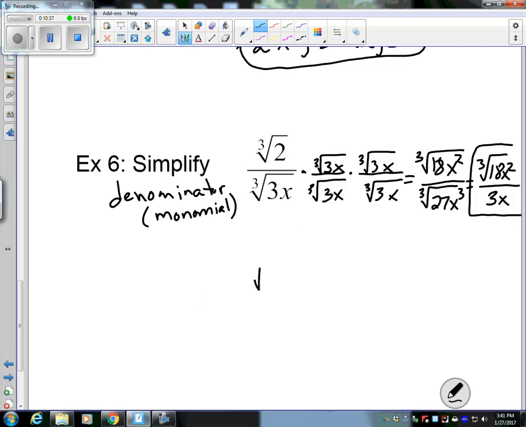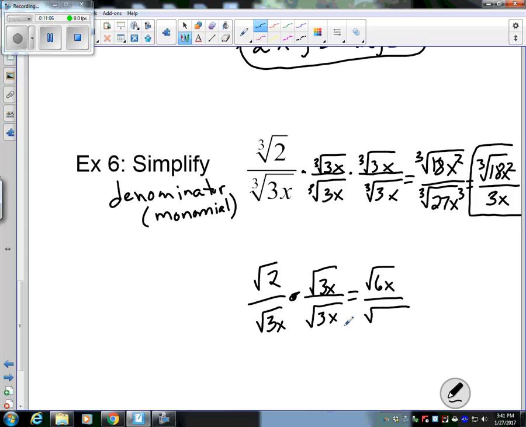But this was a cube root, so let's say this problem was square root of 2 over square root of 3x, so it's a square root, not a cube root. What you're going to do is only multiply by one more of the denominator. The reason why: square root of 2 times square root of 3x is square root of 6x, and when you multiply out the denominator, 3x times 3x is 9x squared.